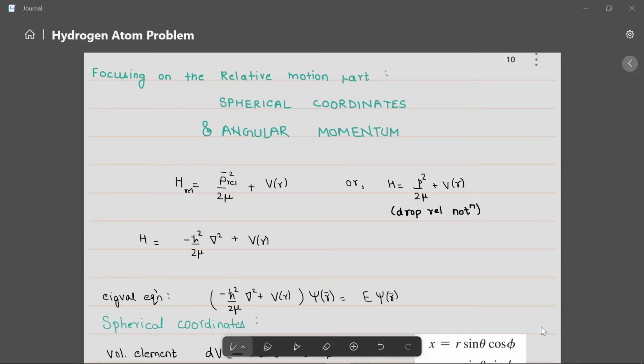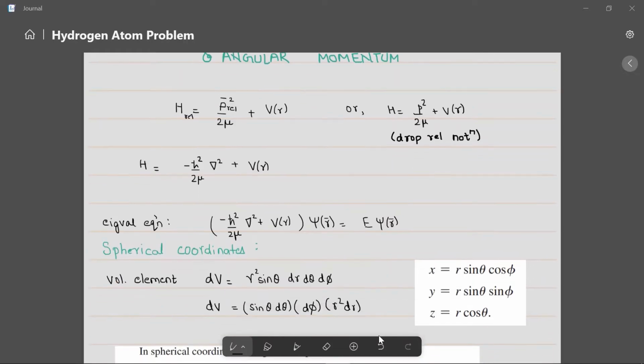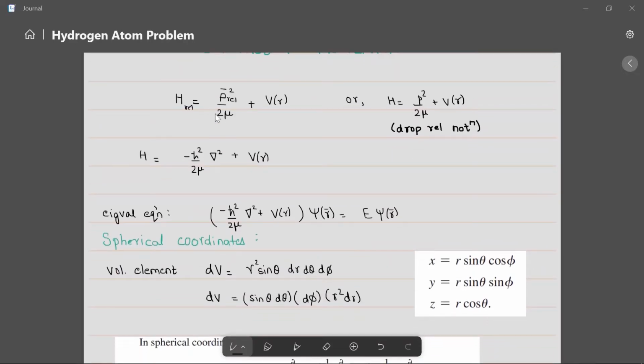So we're focusing on the relative part, like I said, because the center of mass part was just giving us a free particle solution, which contributed only an overall phase to the system, and hence we are just focusing on the relative motion. So the relative Hamiltonian was given as p_rel squared by 2 mu plus V of r. Since we'll just be dealing with the relative part, we are dropping the notation and we'll just write H and p here.